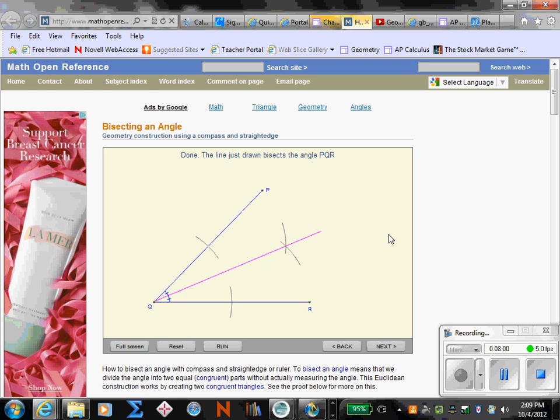And I would like for you to do number 10 on page 160. I will check that in class tomorrow, and we'll see you then.